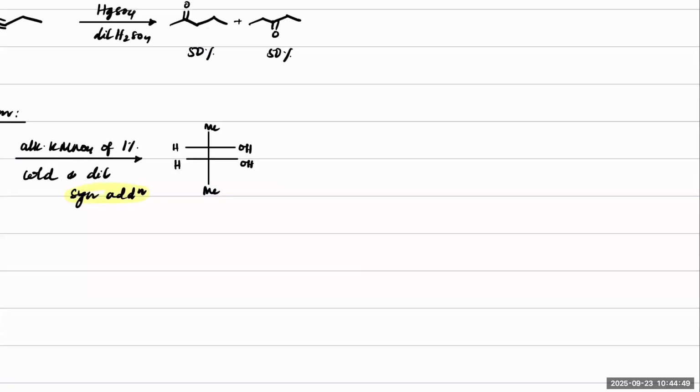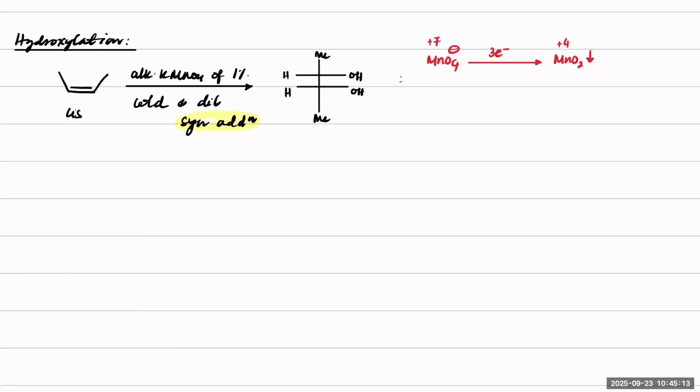What are the important points you need to know from here? See, manganese, which was MnO4- here, will convert eventually into MnO2, a black-brown precipitate, changing its oxidation state from +7 to +4, so 3 electrons are transferred here. Got it? So what is the important point to be noted in this case? It is a syn addition. That's the most important point.